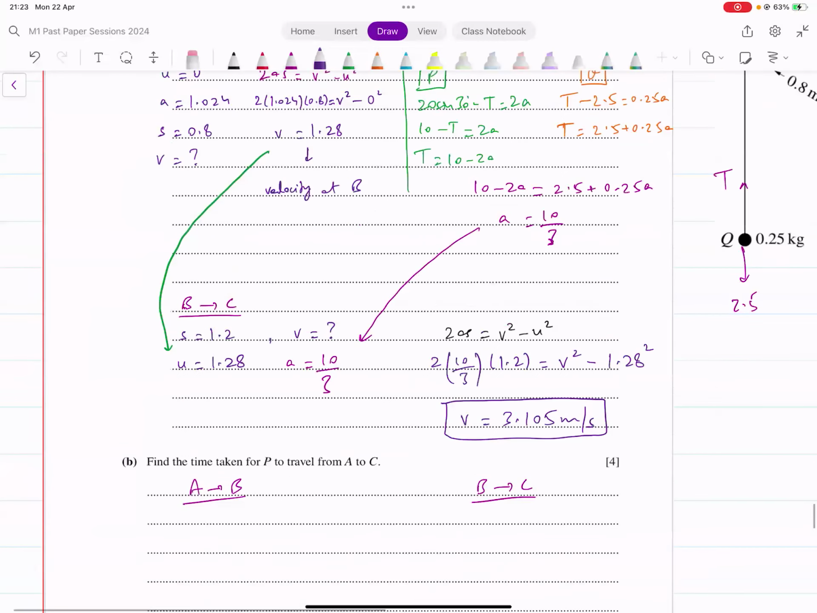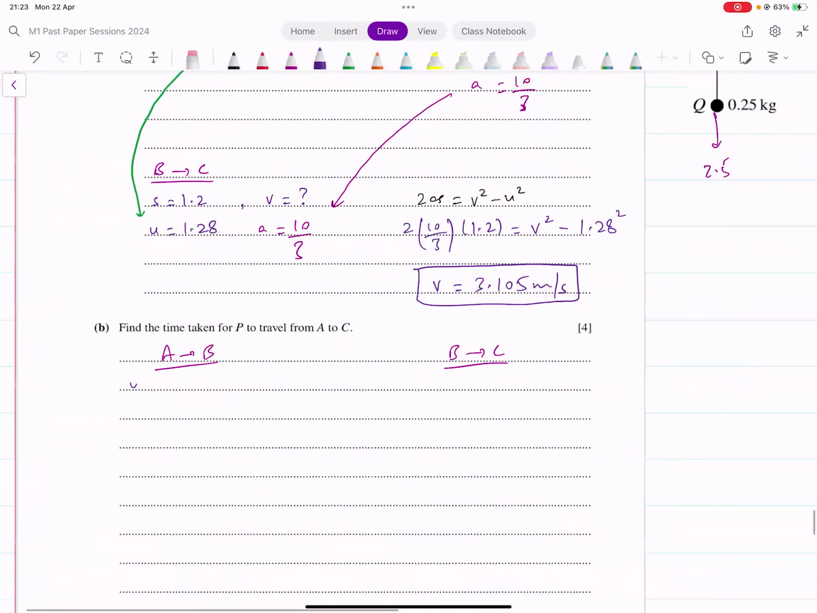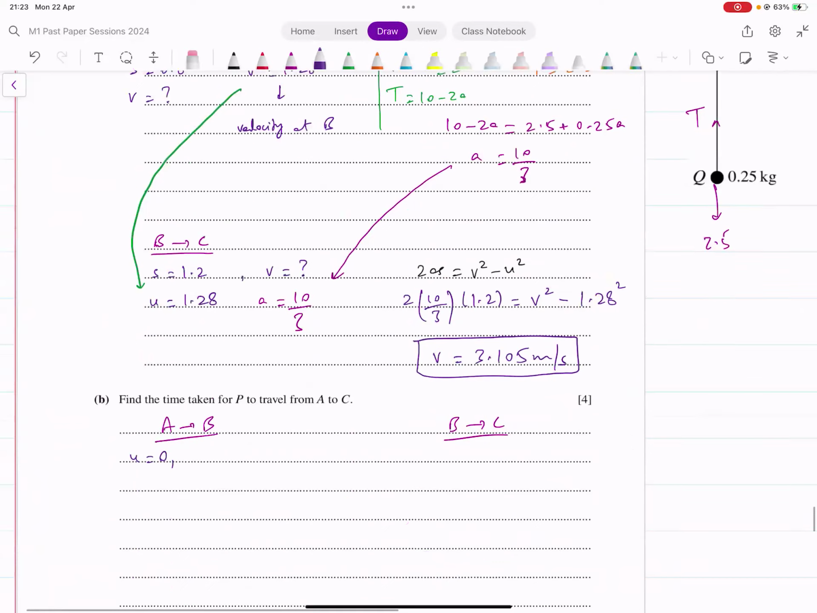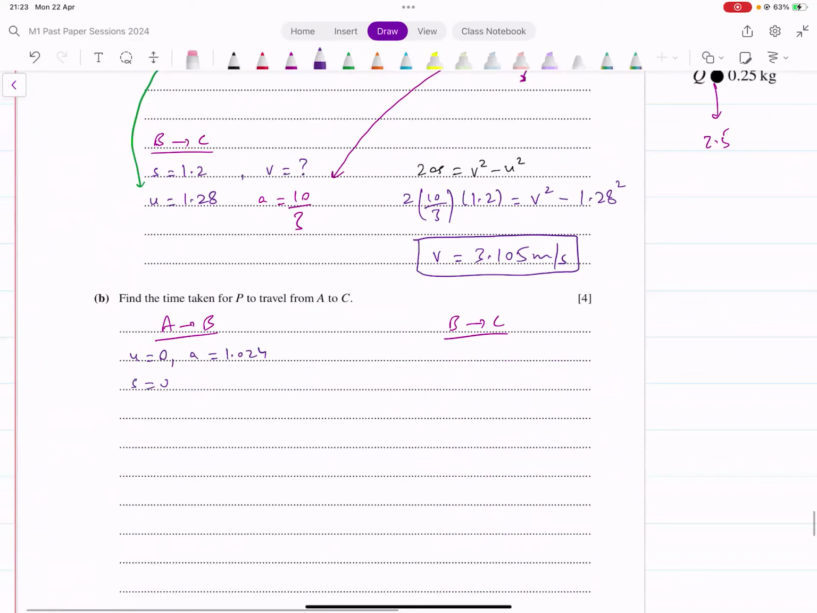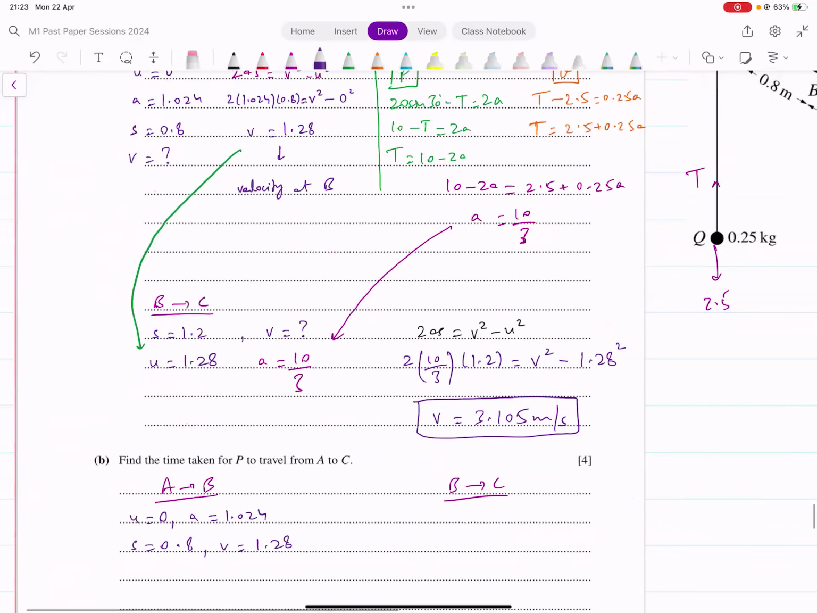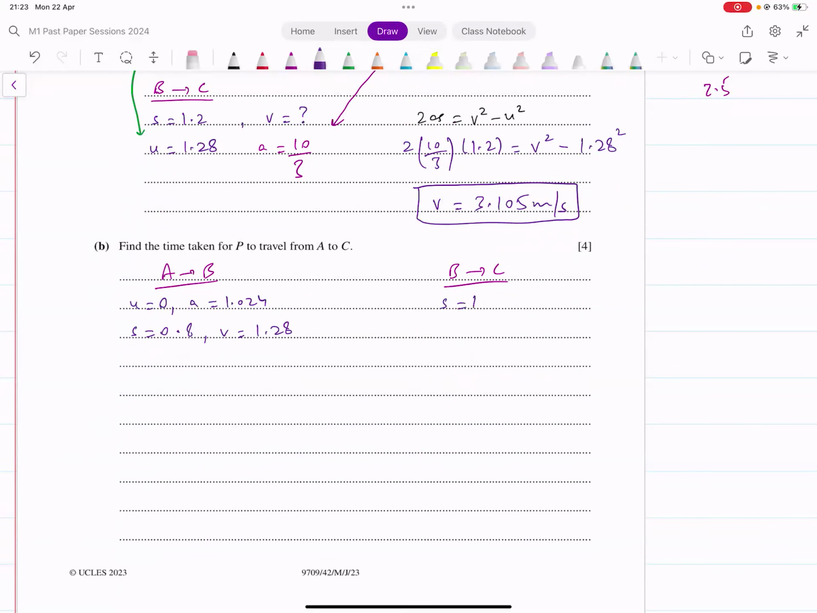From A to B, initial velocity was 0. Acceleration was 1.024. Displacement was 0.8. And final velocity we found to be 1.28. So we got everything that we need for that. From B to C, we know displacement was 1.2. Initial velocity was 1.28. Acceleration was 10/3. And we also found the final velocity that was 3.105. So the only information that's missing in both parts is time.